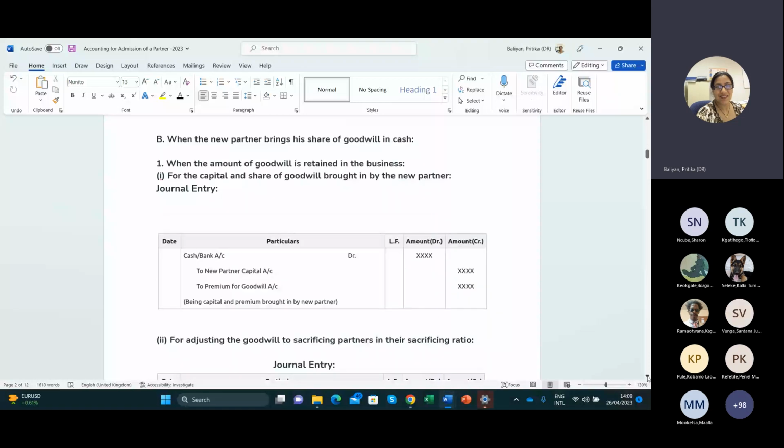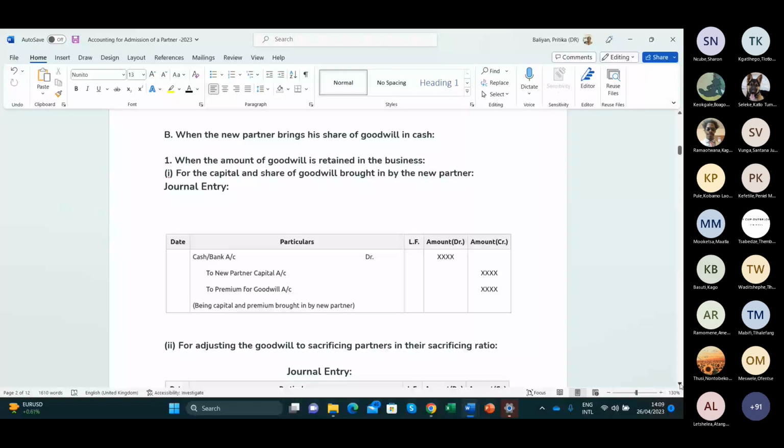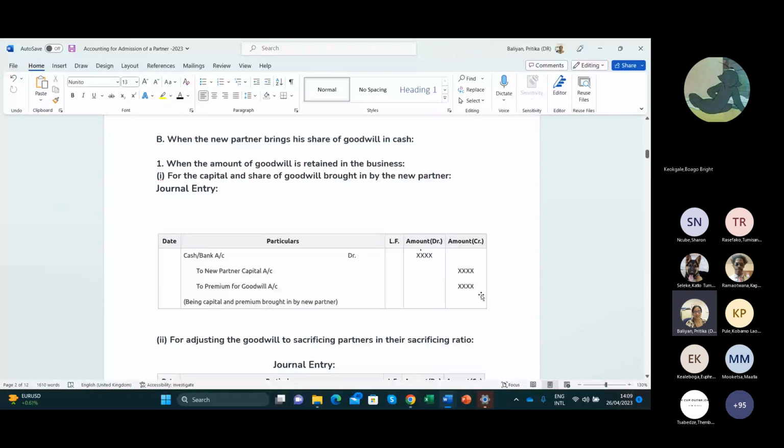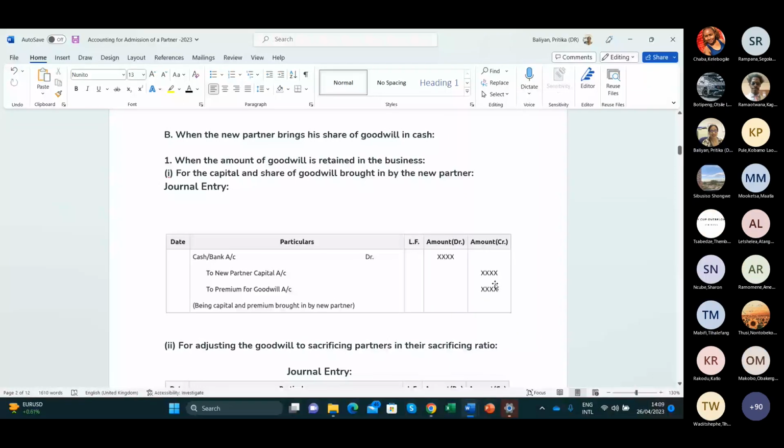So the cash or the bank account will be debited in the ledger. So cash and bank debit, and there are two columns you can see here. One column is only to record the amount which is debited, and the second column we use to record the amount which is credited in the ledger account. But we do not draw in the form of ledger account, T account side by side. So the cash and bank account will be debited, and this cash comes as capital, and the premium for goodwill we also record on the credit side, because when the capital increases, we record it on the credit side of the capital account.